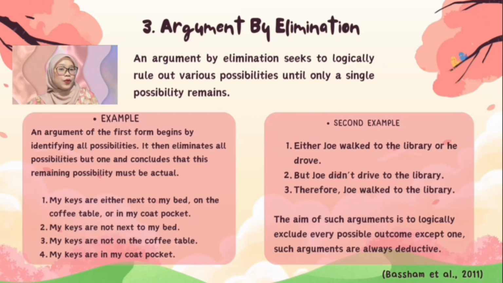So guys, what is argument by elimination? An argument by elimination seeks to logically rule out various possibilities until only a single possibility remains. Did you get it? It's okay, I will explain more. So, an argument of the first form begins by identifying all the possibilities. It then eliminates all possibilities but only one and concludes that this remaining possibility must be actual. So, let's take a look at the first example.